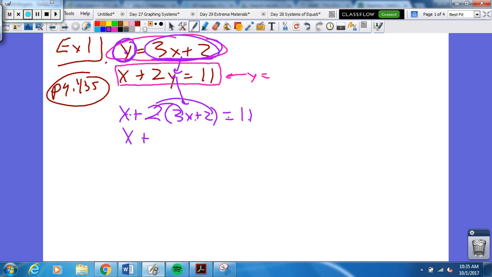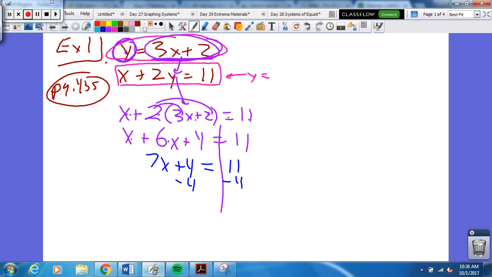Don't forget to distribute. 6x plus 2 times 2, 4, equals 11. Easy. Here you go. x plus 6x is 7x plus 4 equals 11. Minus 4 on both sides, opposite of addition. 7x equals 7. 7 times 1 equals 7, I know that from the top of my head, so I don't have to divide by 7. I'm good.